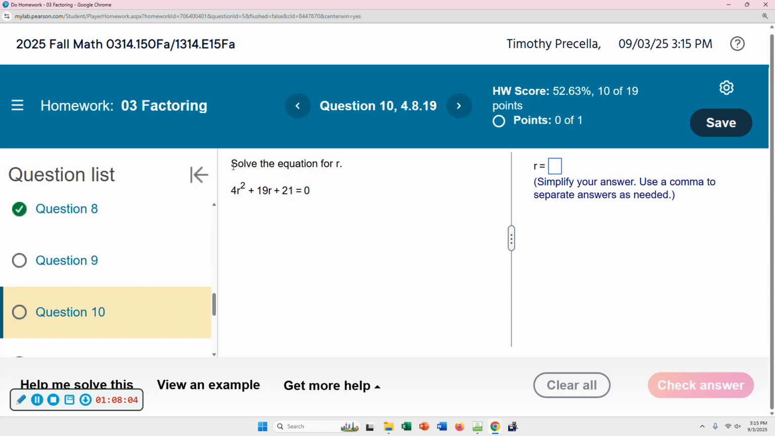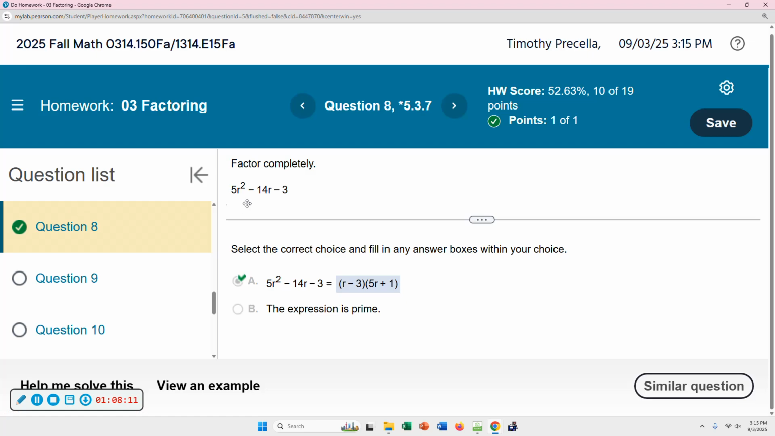Look at the instructions. It says solve the equation. Look back at the previous problem we did. There was no equation there. It said factor completely. If it says factor, your answers are going to be in parentheses.